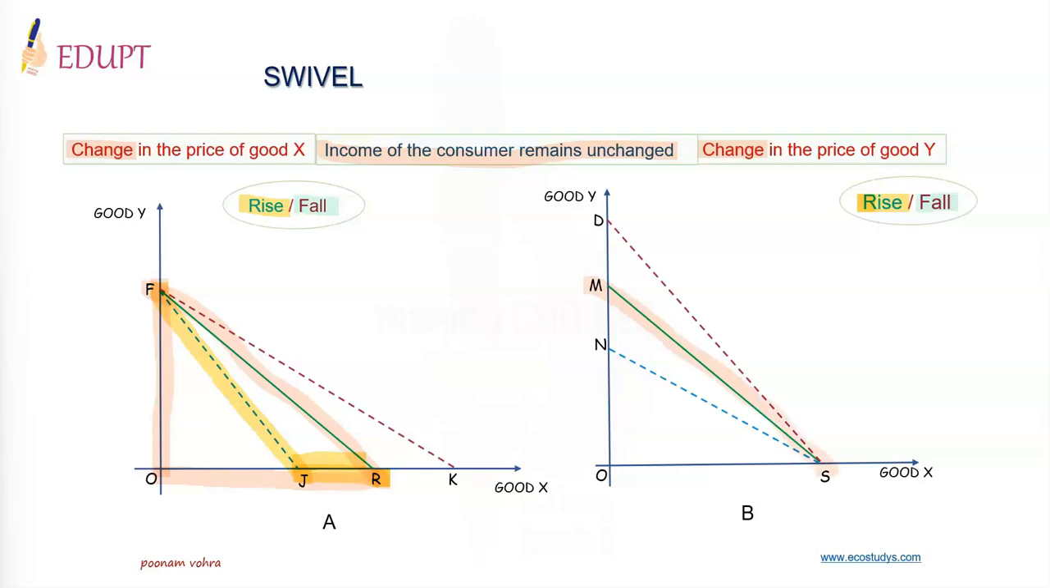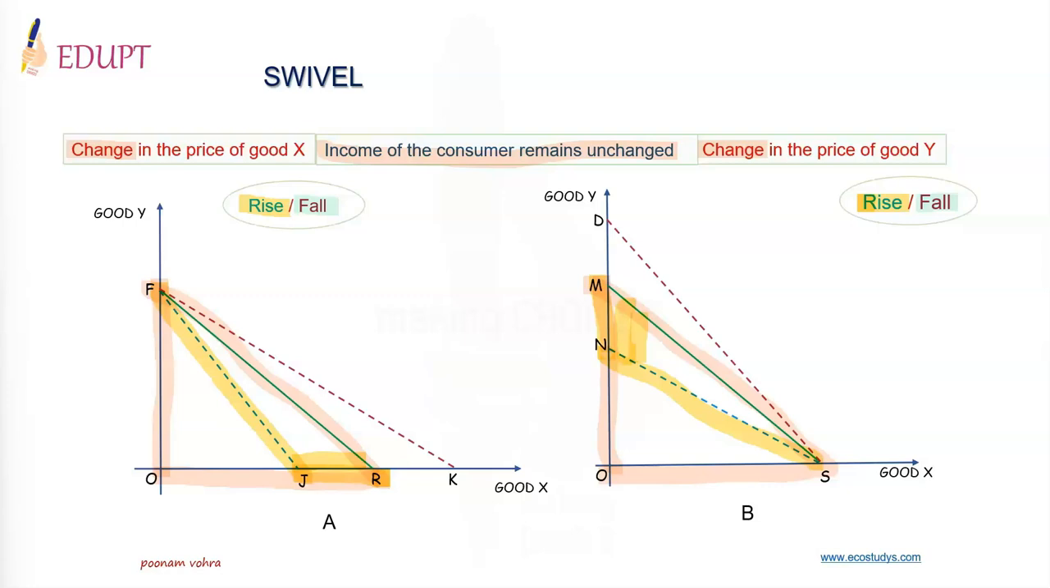MS, buying OS quantity of good X and OM quantity of good Y. Now with rise in the price of good Y, less of good Y will be purchased. So there would be a swivel of budget line towards its left only in the case of good Y. And the decline in the purchase of good Y is from OM to ON.